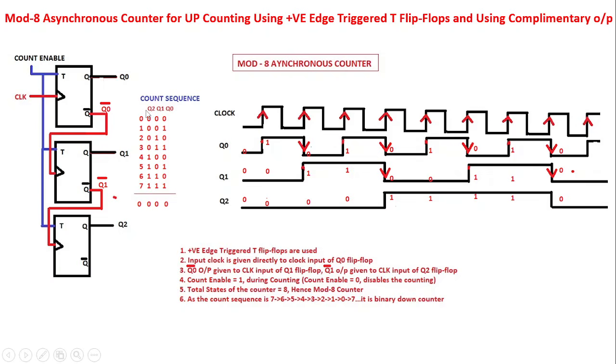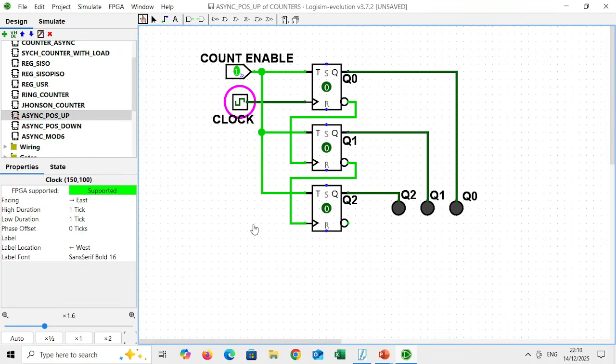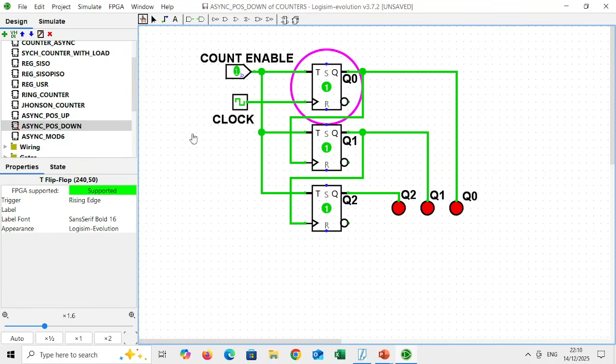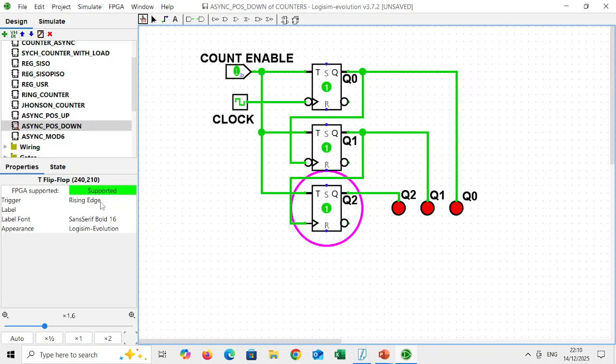In the normal up counter, instead of normal outputs, Q0 bar, Q1 bar are used to drive the clock of the next flip-flops. Now, let's understand, instead of positive edge triggered flip-flops, if I use negative edge triggered flip-flops, how does the sequence change? So let's take the first flip-flop where we use the Q0 outputs. So here it was a down counter. Now I will configure every flip-flop as falling edge.